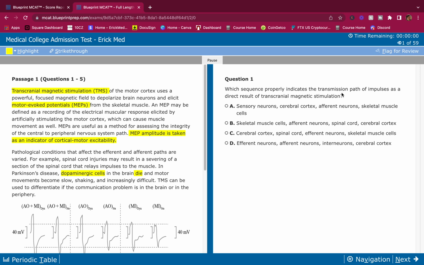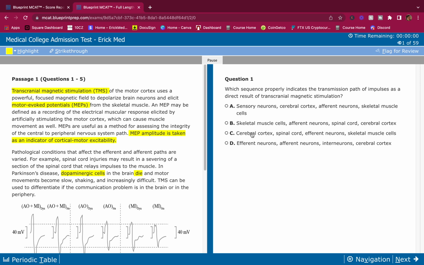Well, they told us that TMS was involved in depolarizing neurons that do what? What do these neurons do? They elicit motor evoked potentials from the skeletal muscle. So they want us to name the pathway of going from your brain to your skeletal muscles. That's it. Okay. Sensory neuron? No, we don't begin with sensory neurons. Okay. Skeletal muscle cells? No, we don't begin with that.